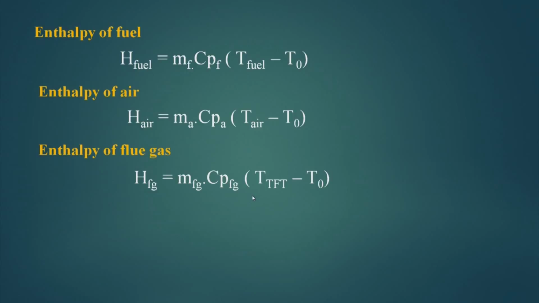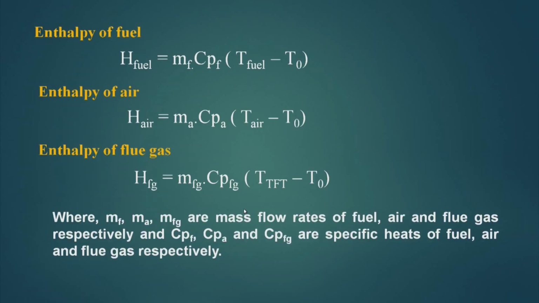Because we are interested in calculating the theoretical temperature, all the computations will now be based on the theoretical flame temperature rather than the actual flame temperature, where MF, Ma and MFG are the mass flow rates of the fuel, air and flue gas respectively, and CPF, Cpa and Cpfg are the specific heats of the fuel, air and flue gas respectively.